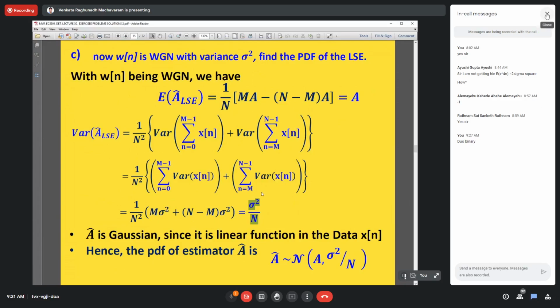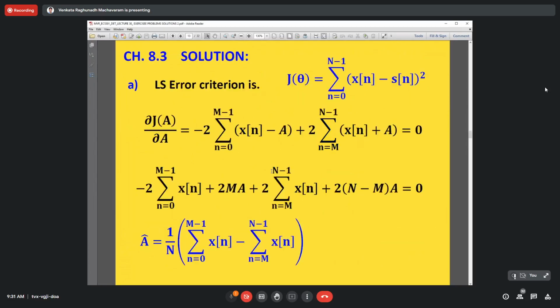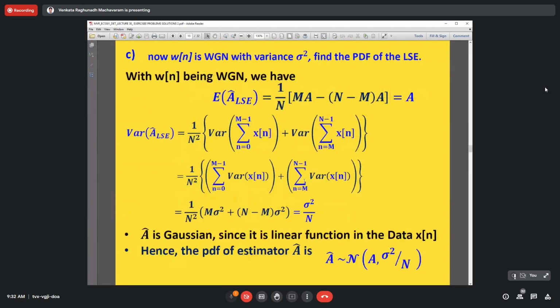But it's linear only. Therefore, the estimator is Gaussian, because it is a linear function of the data, as per definition. So xn is Sn plus Wn, that is A plus Wn or minus A plus Wn. That is why it is a linear estimator. The PDF would be: we already found the mean, and we found the variance, so the mean is A and the variance is sigma squared by n.